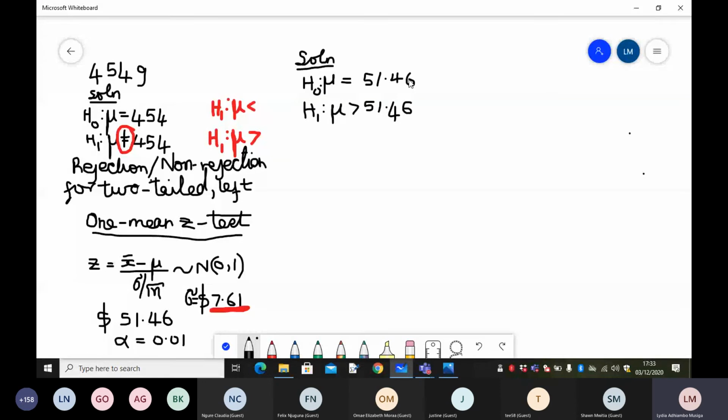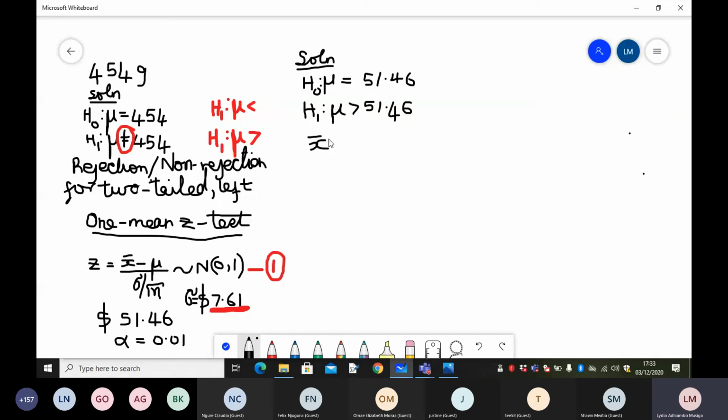Now we need to substitute in the test statistic. And what is the test statistic? It is this one, which I am calling equation 1. That is the test stat. For us to substitute there, we need to calculate the sample mean. Mu is given, sigma is given, we know the sample size. So we need to calculate x bar.